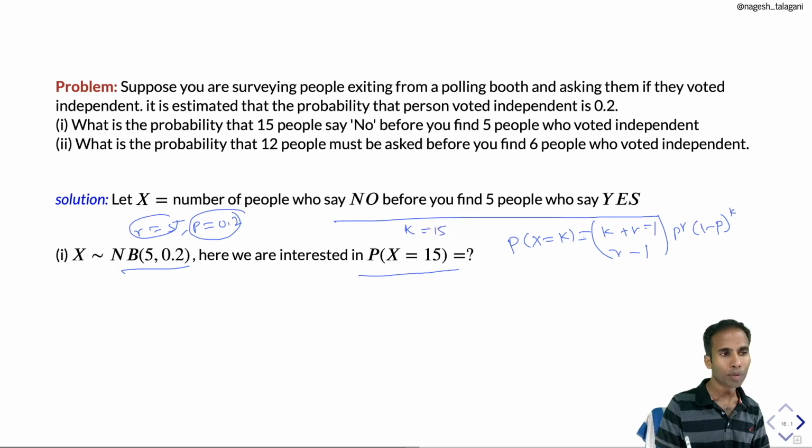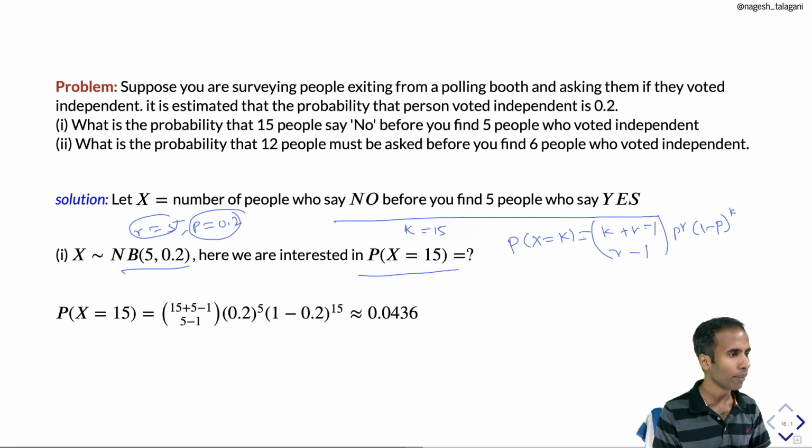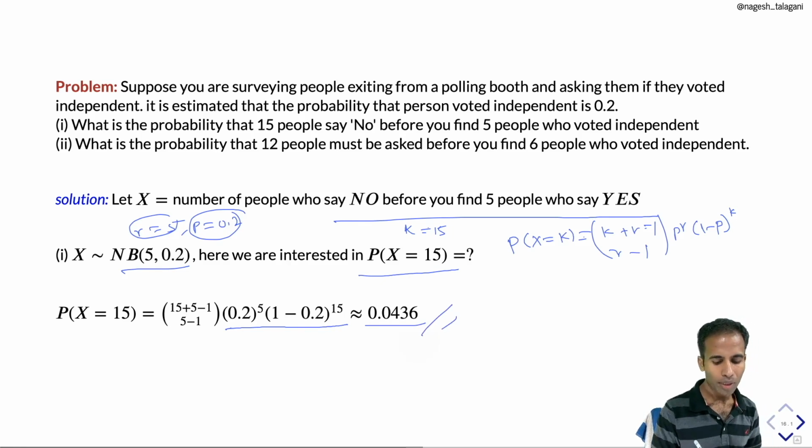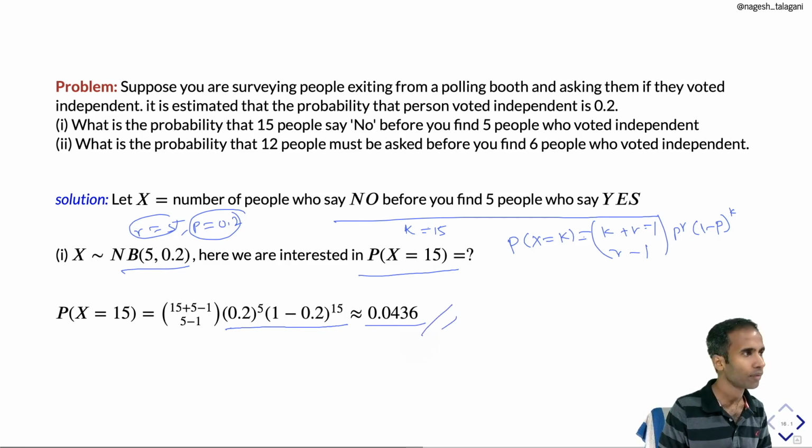Now we can compute the probability of X equal to 15 using the negative binomial PMF. The probability of X equal to 15 is C(15 + 5 - 1, 5 - 1) times 0.2 to the power of 5 times (1 - 0.2) to the power of 15. This will be simplified to a value which is approximately 0.0436. This is the probability of X equal to 15.